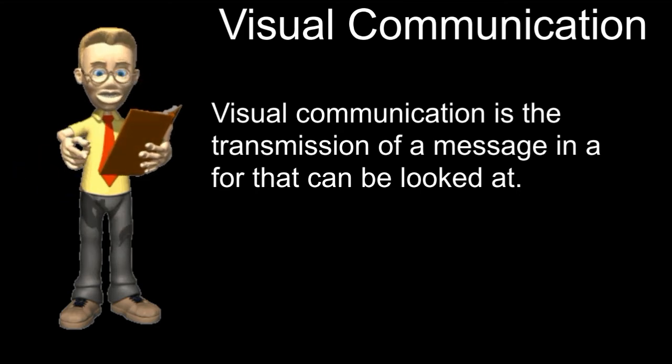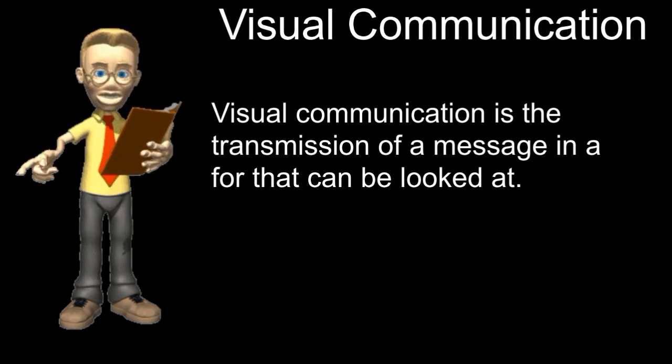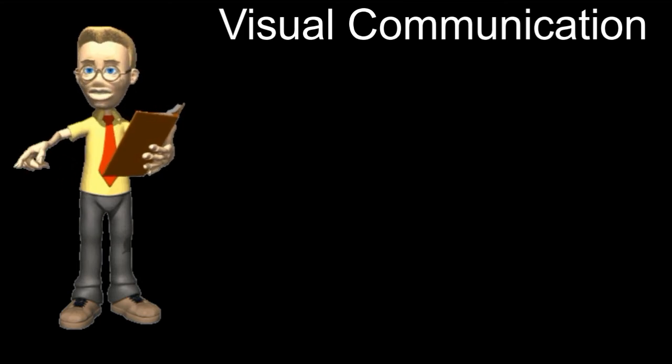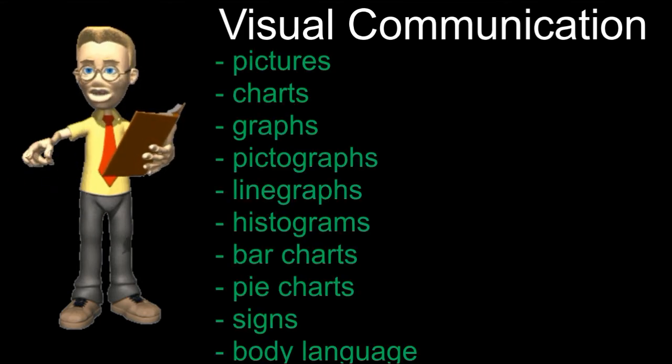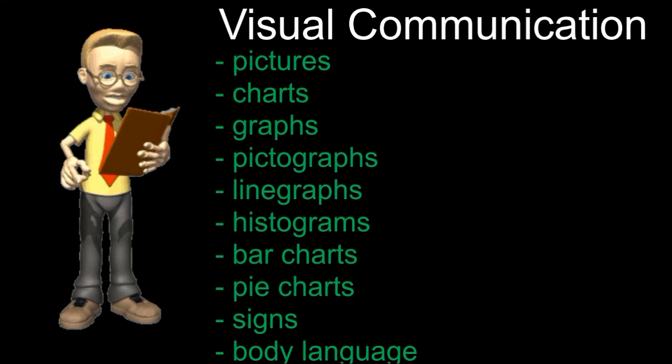Visual communication includes charts, graphs, signs, and body language. It also includes multimedia presentations, for example, using text and messages and songs. There are many ways that we can communicate visually. For example, there are pictures, charts, graphs, pictograph, line graph, histograms, bar graph, pie chart, signs, and body language.